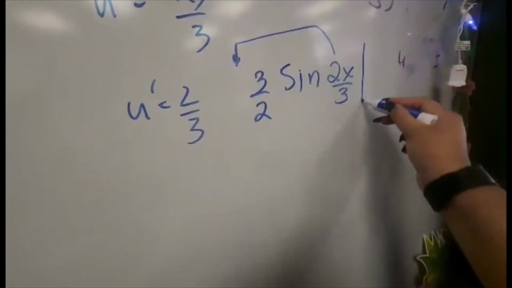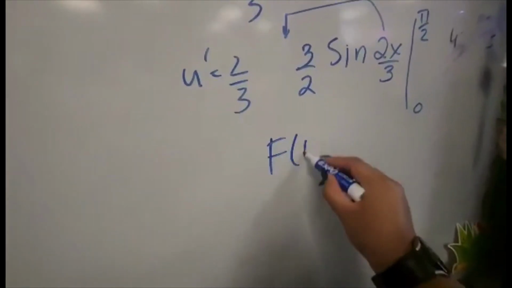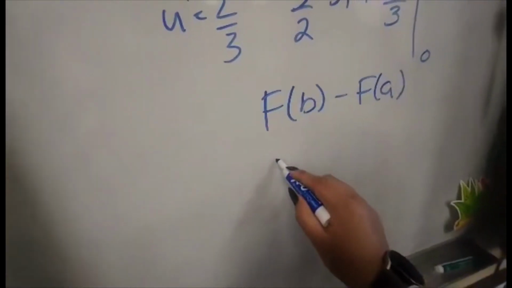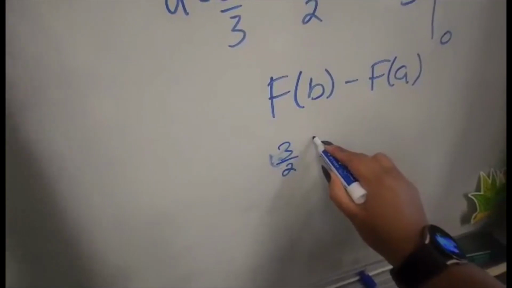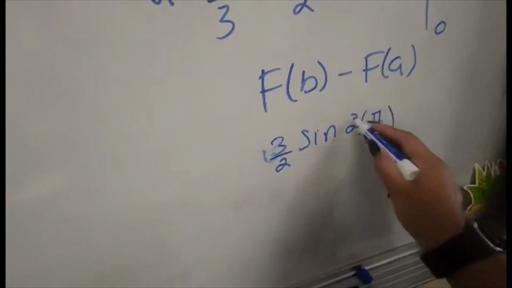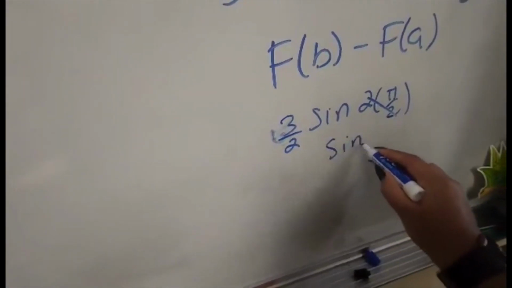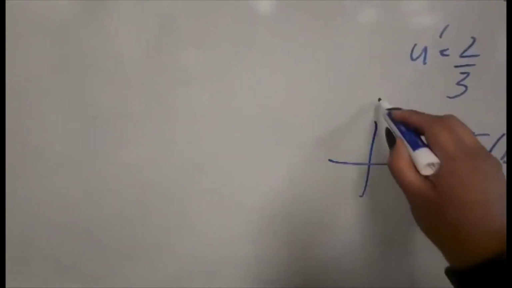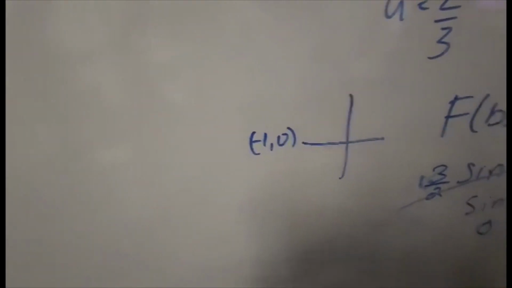And now we're going to go from 0 to pi over 2, right? So remember, we're doing F of b minus F of a, like this. So that means we're going to have, not cosine, 3 over 2 sine of 2 times pi over 2. The 2's are going to cancel out, right? So then really all I have is, what's sine pi? What's sine pi? Haha, just kidding. What's sine pi? Yeah, because remember, you're looking at the unit circle, so pi is over here, right? So it's going to be negative 1, 0. So it's actually 0. So that means the whole thing is 0, right?